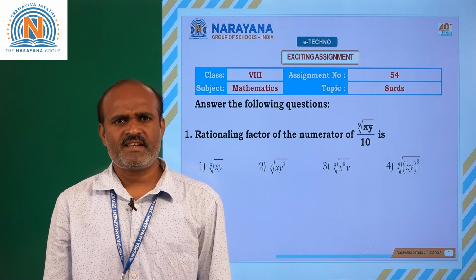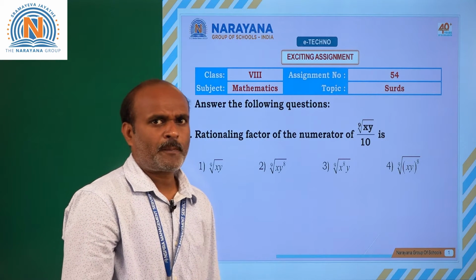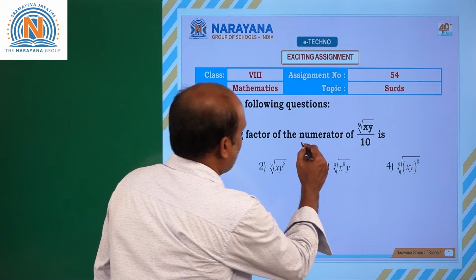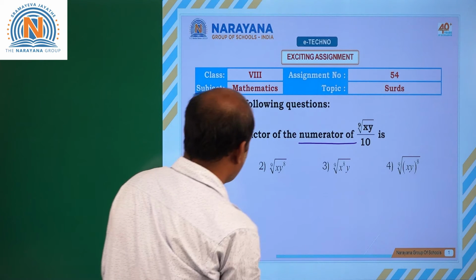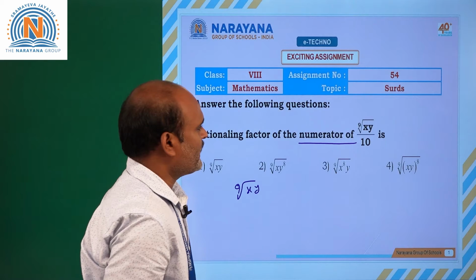Today we are discussing 8th class mathematics assignment number 54 related to the topic surds, right? Here is the first question. Rationalizing factor of numerator of this one. What is the numerator? 9th root of xy. Numerator is 9th root of xy.